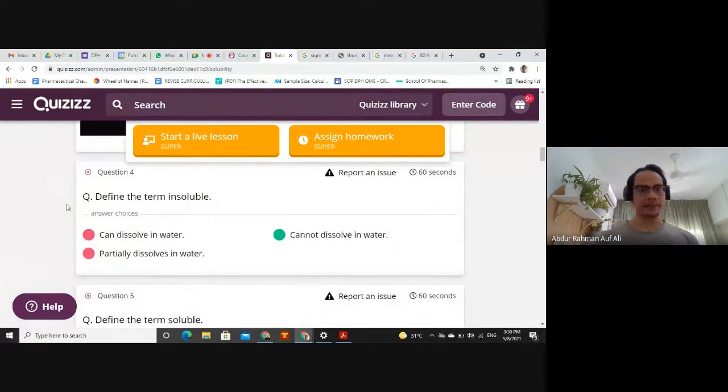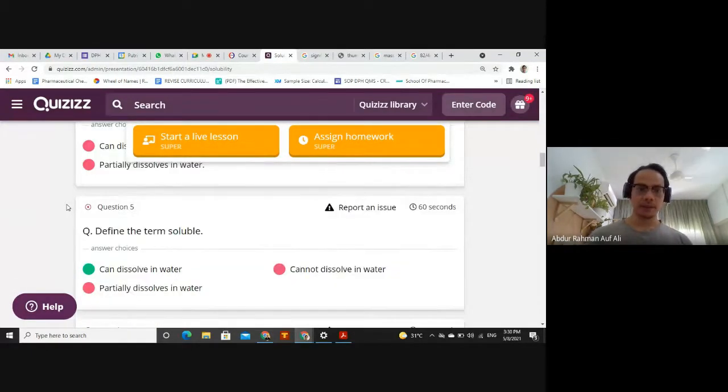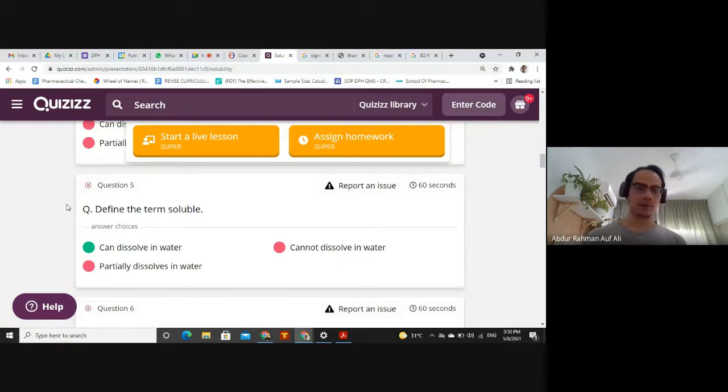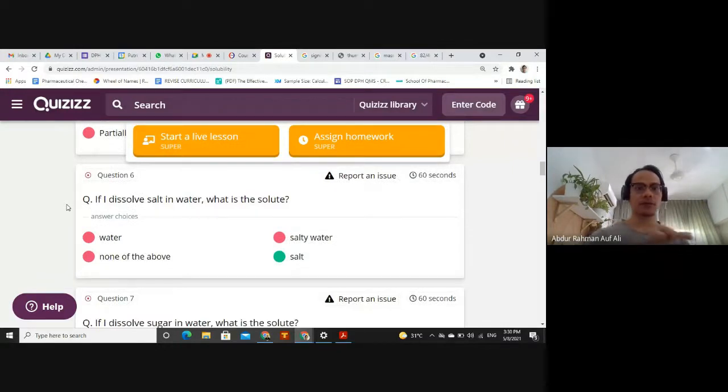So this is like an exercise. The term insoluble mean it cannot dissolve in water. Macam contoh batu yang saya bagi tadi. The term soluble, it can dissolve in water. Macam contoh serbuk Milo yang saya bagi tadi. If I dissolve salt in water, what is the solute? So kamu just convert the contoh serbuk Milo tadi. So benda yang terlarut, benda yang dilarutkan oleh air tu, itu adalah solute. Itu adalah bahan yang dilarutkan. So in this case, in this example, salt is the solute, bukan air.